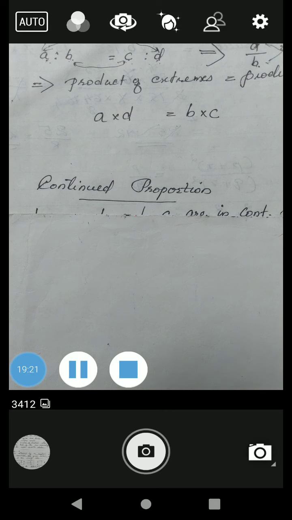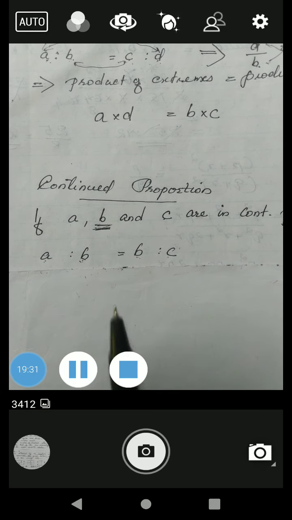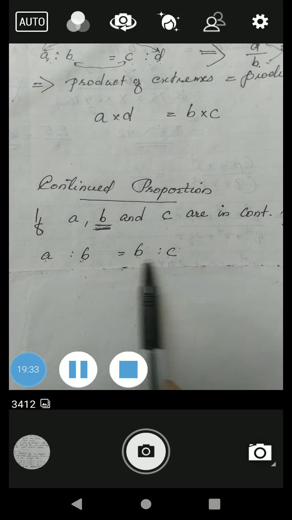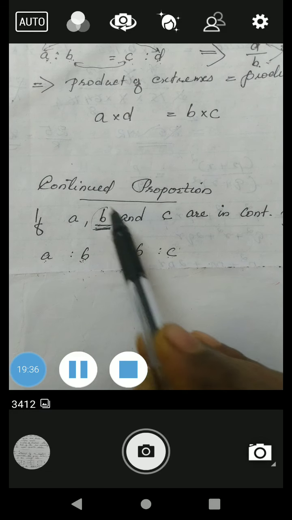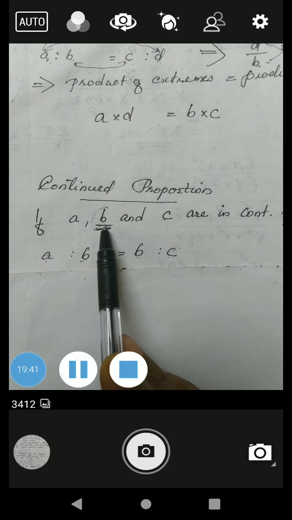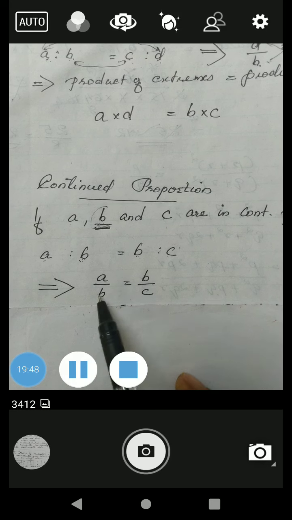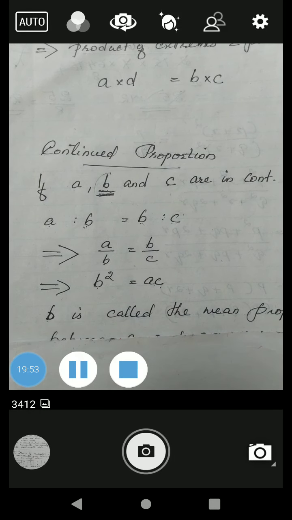Then we can see continued proportion. What is continued proportion? Here we can see only three quantities. That is, if A, B and C are in continued proportion, we can write A is to B equal to B is to C, where B is known as mean proportion between A and C. B is the mean proportion between A and C. So, here also we can write A by B equal to B by C. That is, B square is equal to AC.